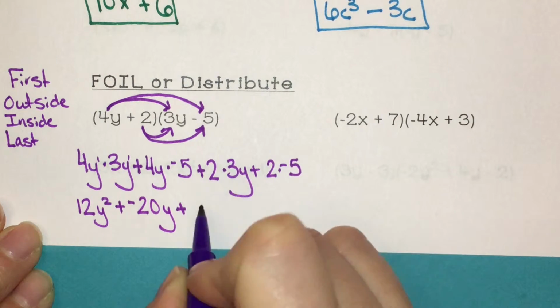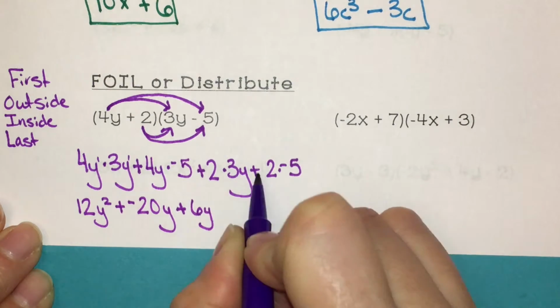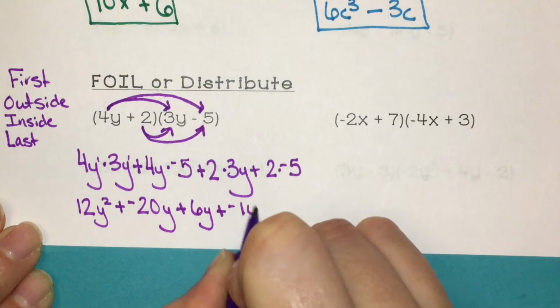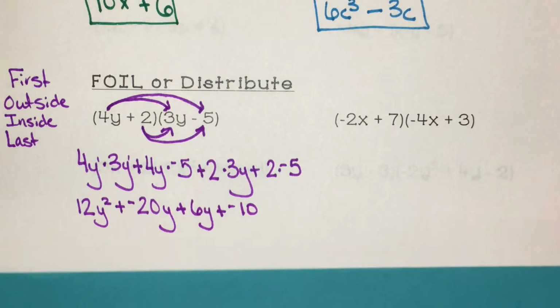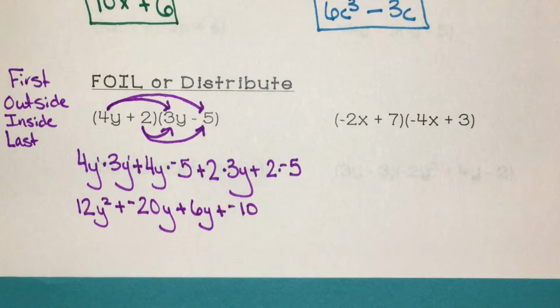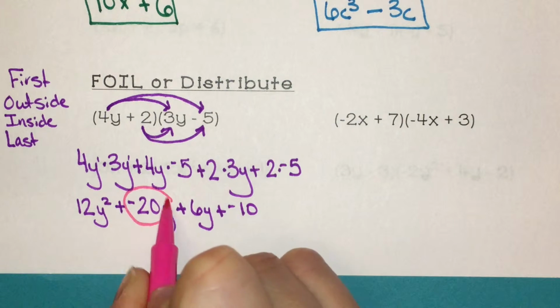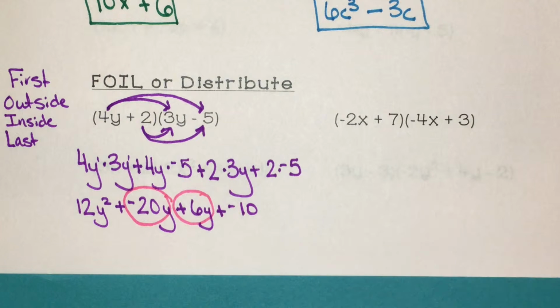Plus 2 times 3y, 6y. Plus 2 times negative 5 is negative 10. You have to combine the like terms before you can move on. In this case, we have a negative 20y plus 6y. And since I want this to be my last line that I write out, I want to make sure that I have it in the correct order.